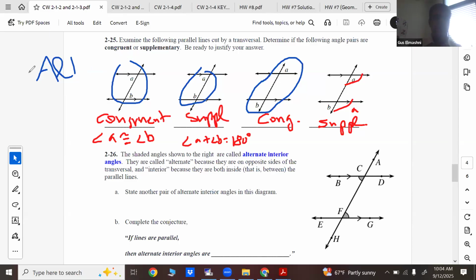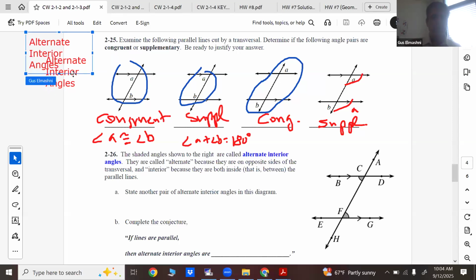I'm just going to type this up. Here we go. Alternate interior angles. Do you guys see why we call it that? Because they alternate and they're inside, right?